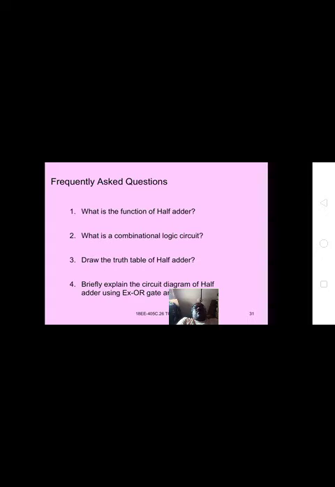Briefly explain circuit diagram of half adder using XOR gate and AND gate. Another question is also there. Draw the circuit diagram for the half adder also, block diagram for the half adder also. The most important question in our previous exam, it is asked.